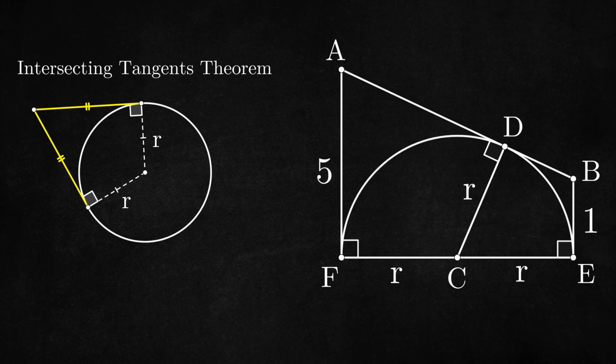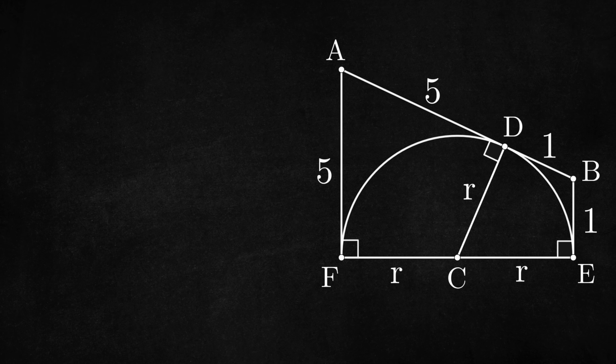Next, we're going to use the intersecting tangents theorem. According to this theorem, two tangents of the same circle that intersect externally have equal lengths. Therefore, AD is 5 units long, and BD is 1 unit long. Next, I'm going to draw a line from point A all the way to point C.